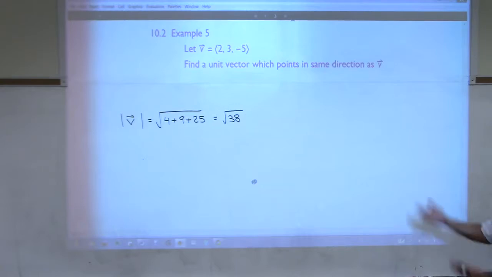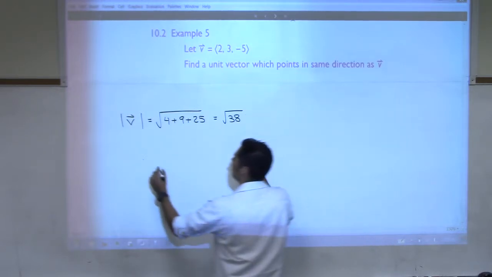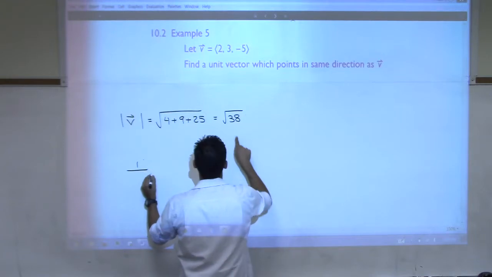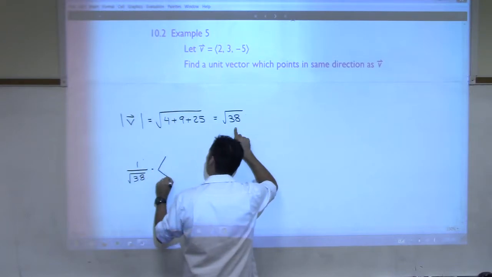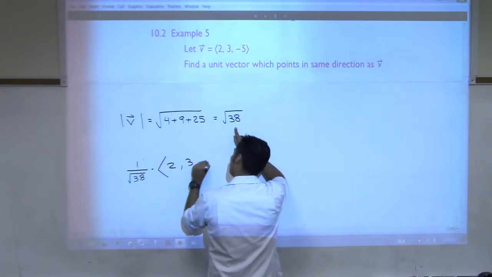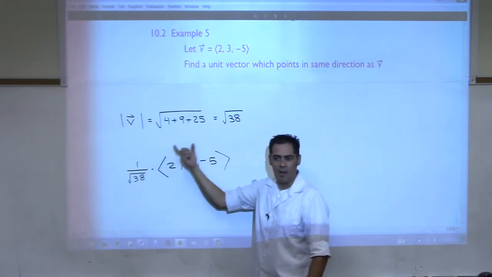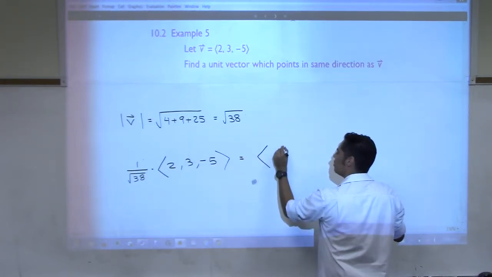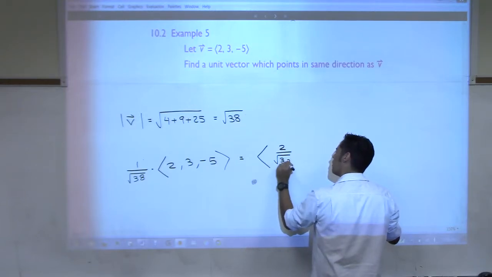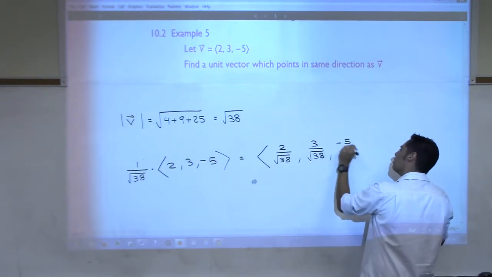Now what do I do with that? I'm going to take that vector and scale it by the reciprocal of this. So I'm going to take 1 over root 38 and multiply it times the vector 2, 3, negative 5. So there's my c times my v, and now distribute that through. This really just turns out to be 2 over root 38, 3 over root 38, and negative 5 over root 38.